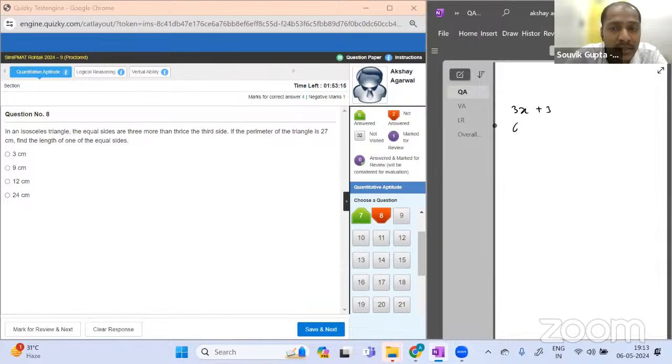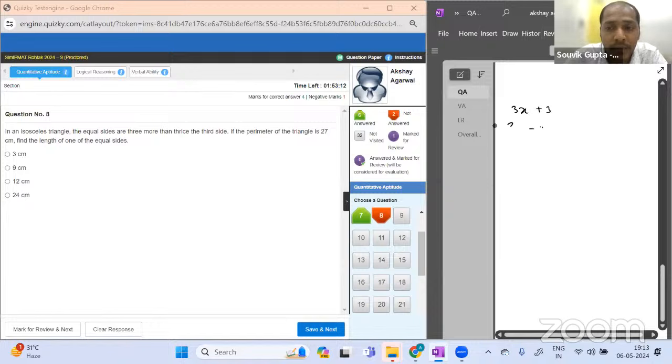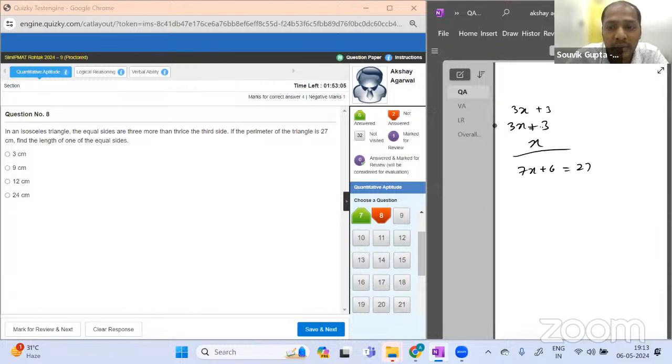So 3x plus 3, 3x plus 3, and x. So 7x plus 6 is equal to 27. Therefore, x is equal to 3. And if x is equal to 3, 3x plus 3 is 9 plus 3, 12. Yes, 12.